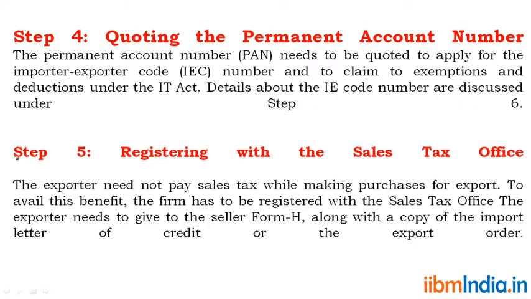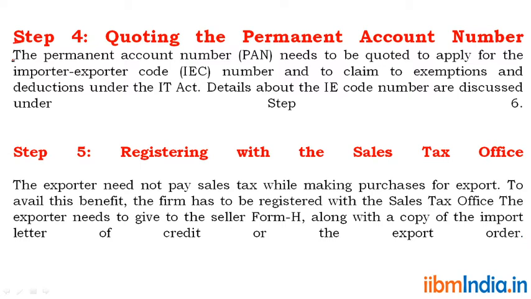Fourth is quoting the permanent account number, that is called the PAN number. The permanent account number needs to be quoted to apply for the importer exporter code, the IEC number, and to claim exemptions and deductions under the IT Act. Details about the IE code are discussed under step 6.